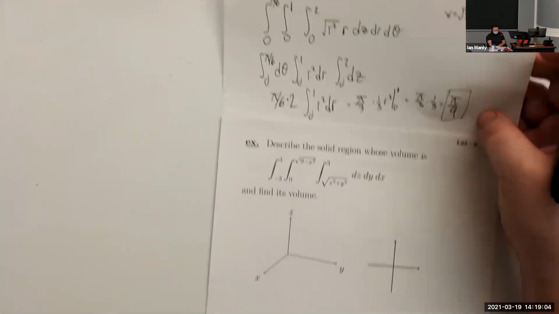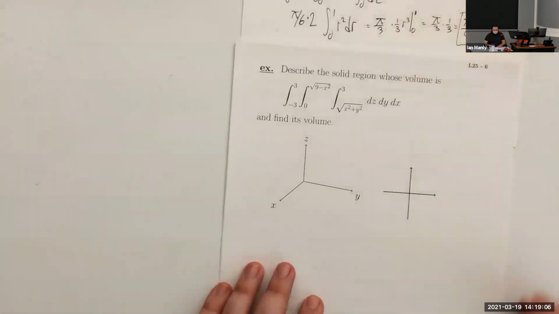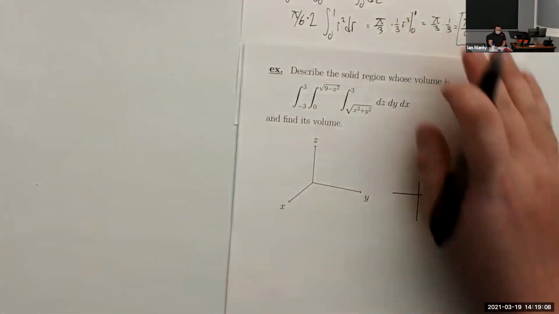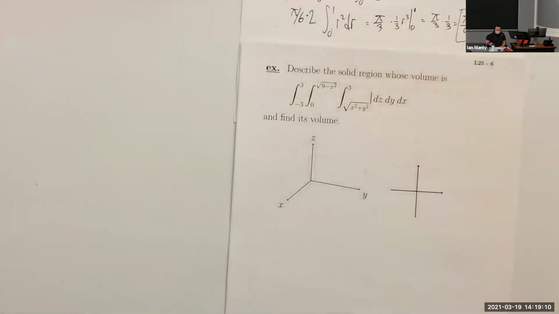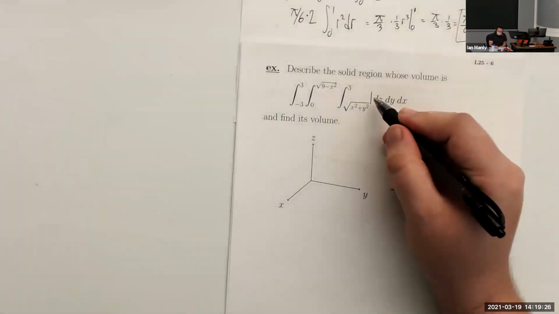All right. Next one here. Describe the solid region whose volume is this. So this is technically the integral of 1, so it represents a volume right here. And then what we're going to do is describe what this region is, and we're going to find its volume in 2 different ways, actually. So let's go ahead and take a look at this.